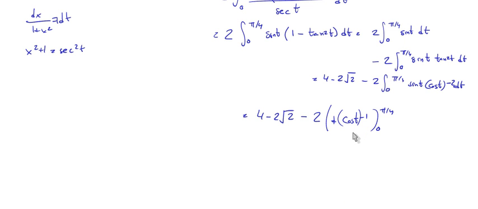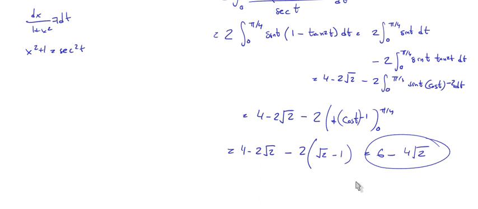Now what's the cosine of t? Sorry, it's 4 minus 2 square root of 2 minus 2, and then we have the cosine of t when this is pi over 4 is 1 over the square root of 2, divided into 1 is the square root of 2. And then we have, let's see, minus 1, okay? So this is 6 minus 4 the square root of 2, if I'm correct.